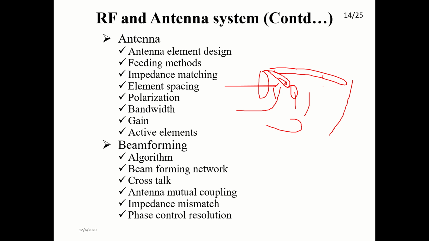And feeding methods. What sort of feeding methods are you going to use? Here definitely it's not just a corporate feed network. It will be a multi-layer network, so you are going to use several kinds of complex feeding network methods. Next is impedance matching.